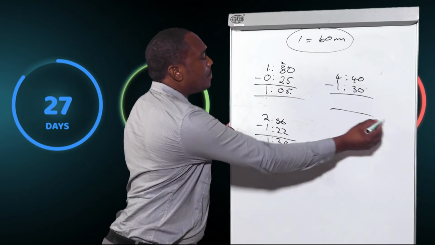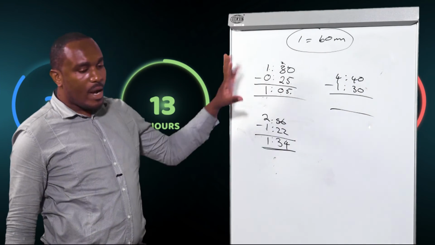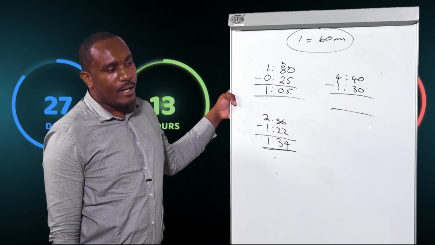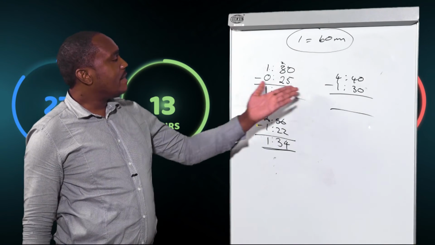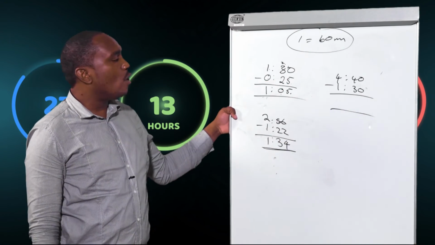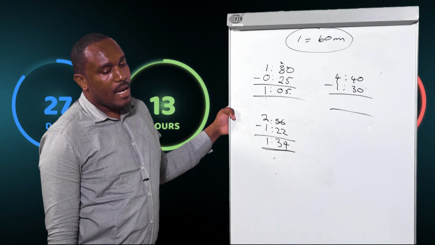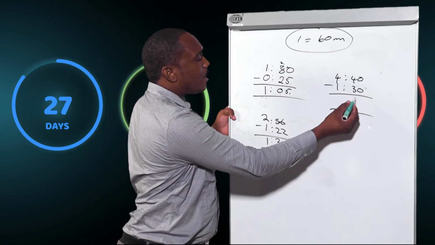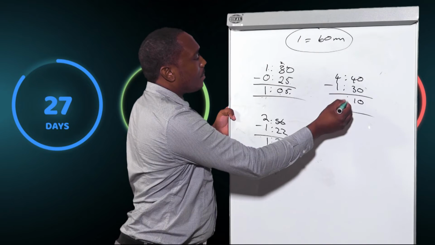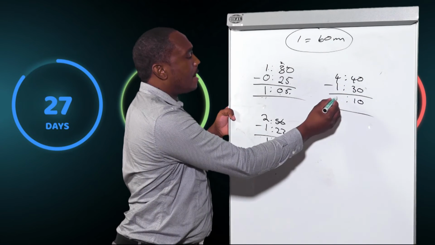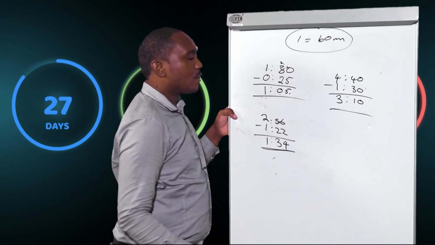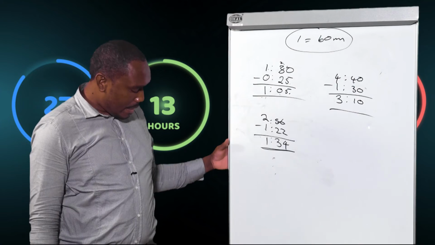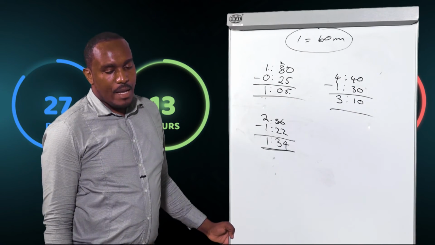So it's very simple again, just the way we did this one. It's a simplified method because there is a bigger number on top and a smaller number at the bottom. So it will be 40 subtract 30, it's 10. And 4 subtract 1, it's 3. So 3 hours and 10 minutes there.